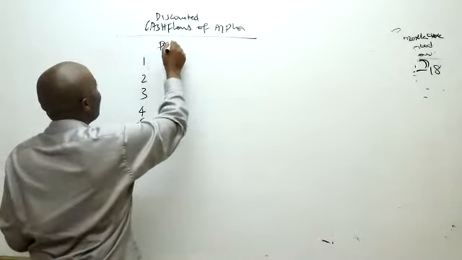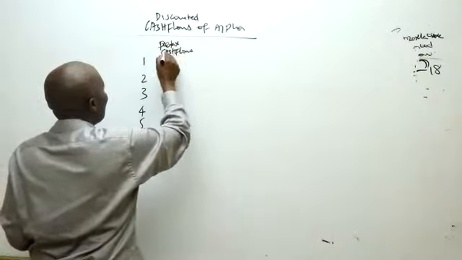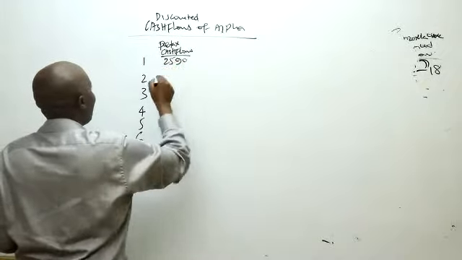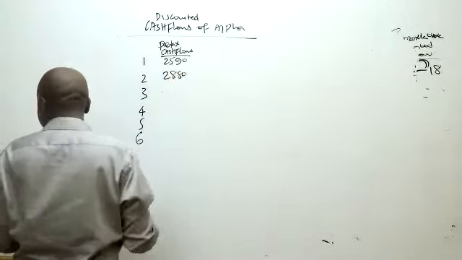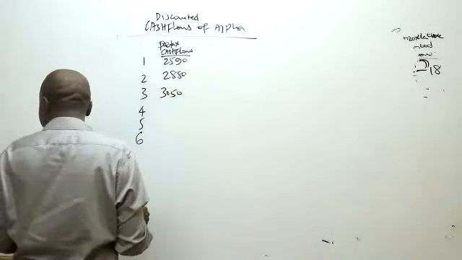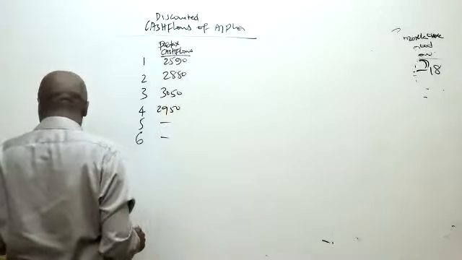Pre-tax cash flows. So what do we have there? The first is 2590. The second one is 2880. The third one is 3050. The fourth one happens to be 2950. And then there's nothing there, nothing there.